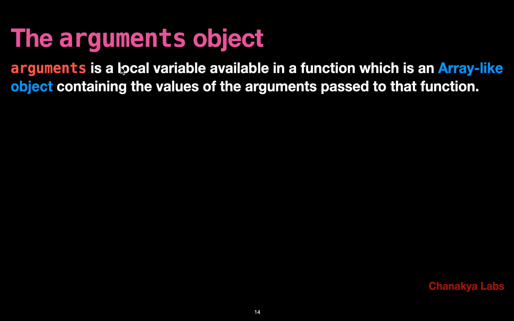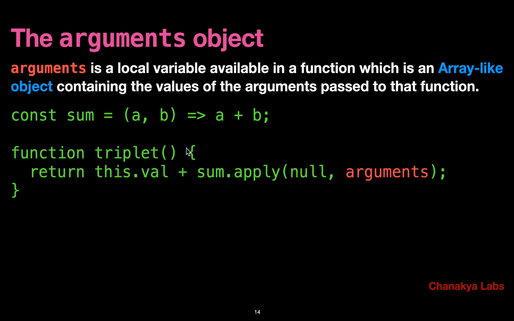Okay, so speaking of arguments, what are they? They are an array-like object, which we have understood. We have also seen that they contain a list of all the arguments which are passed to that function, and that list is available not as an array but as an array-like object. That is fine. So let's take an example of how it can be useful.